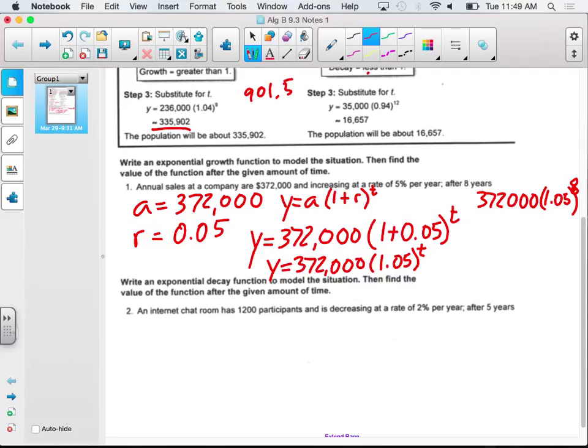1.4775454446. So 1.48. Do we round? Nope, actually, you can just plug into your calculator 372,000 times 1.05 to the 8th. So what is that?